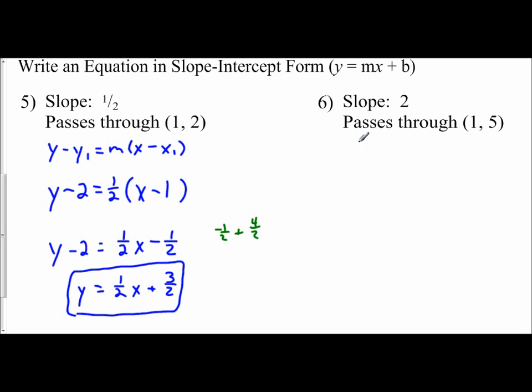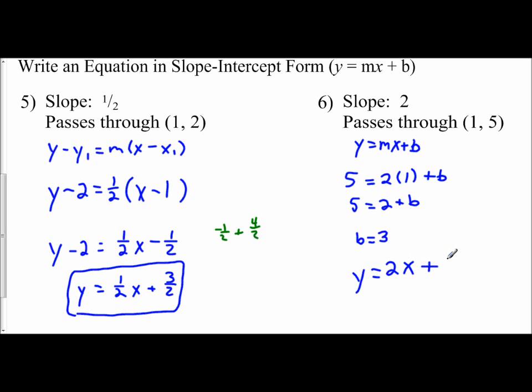And so in example 6, I'm going to use the solve for b approach, which means start in slope-intercept form, plug in your x, y, and your slope, and solve for b. So my x, my y are 1 and 5, so y is 5. My slope is 2, my x is 1, and I'm going to solve for b. So 5 equals 2 plus b. So to solve for b, you would subtract 2, and so b equals 3. And so my slope-intercept form is y equals my slope, which is 2, x plus b, so plus 3.